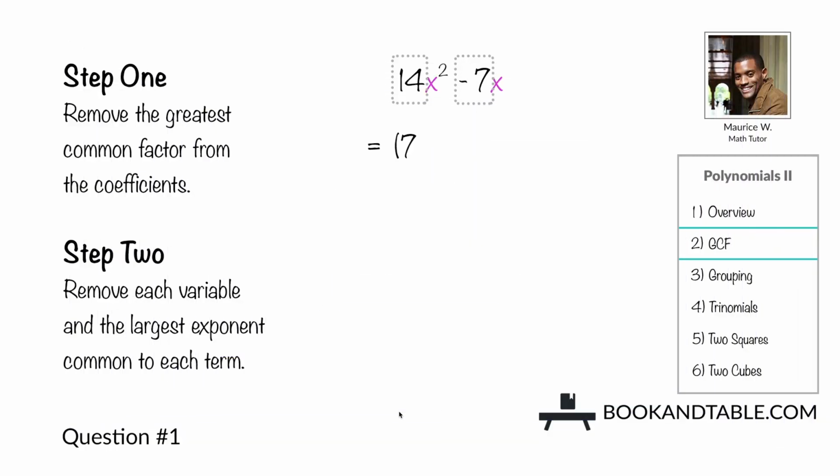Question number 1. We wanted to factor 14x squared minus 7x by removing the greatest common factor. Step 1, remove the greatest common factor from the coefficients. And we have 14 and negative 7. Common factor is 7. We then take a look at our variable, x squared and x.